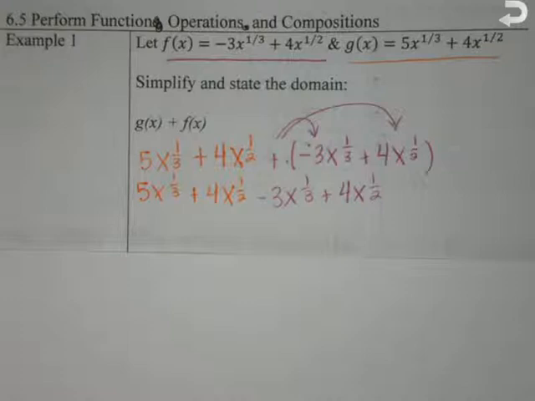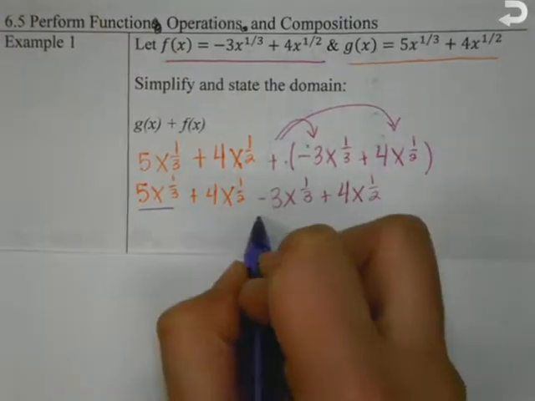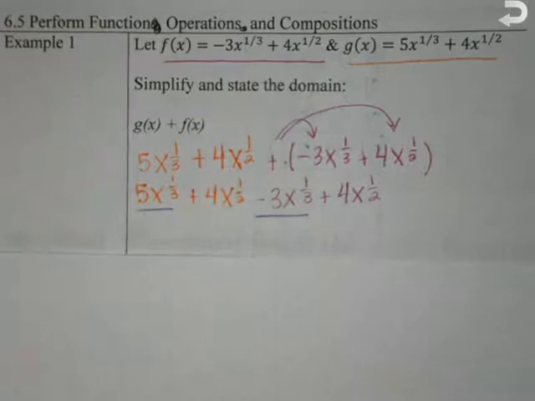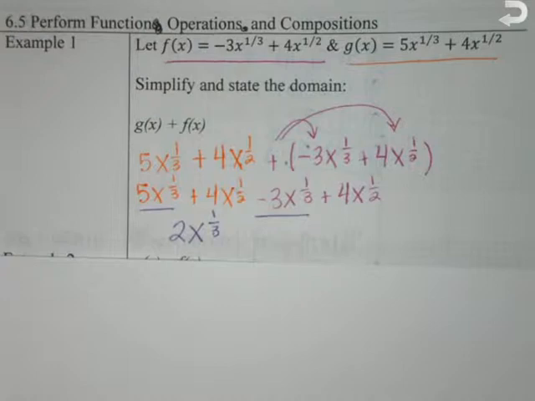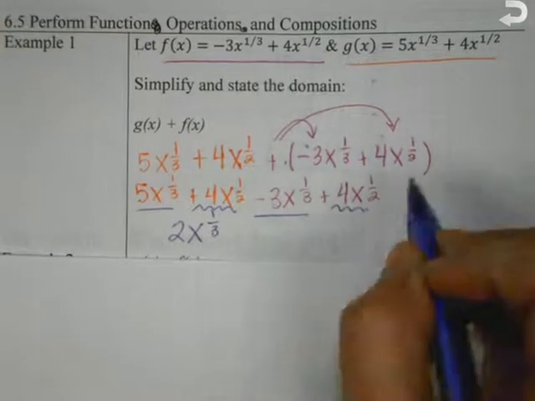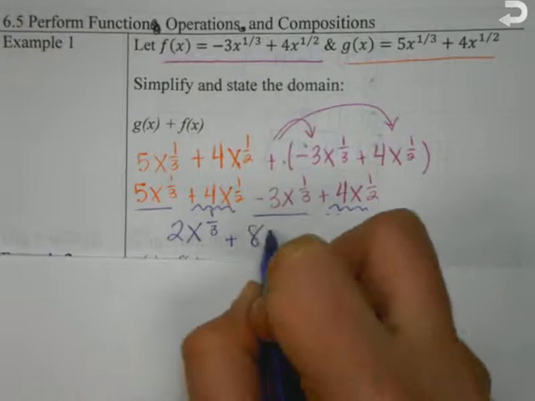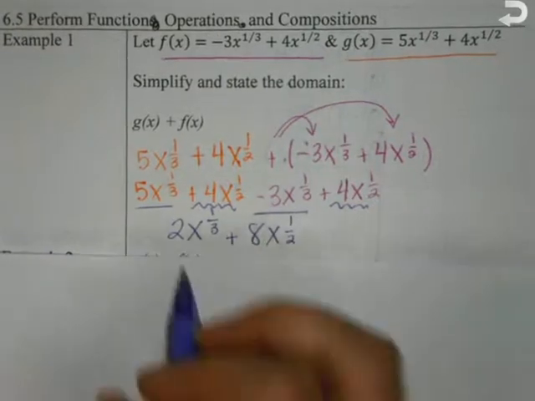Does anybody see what we could do next? We can combine like terms. So if I have 5x to the 1/3, I can combine that with negative 3x to the 1/3, and that's going to give me 2x to the 1/3. 4x to the 1/2 plus 4x to the 1/2 gives me plus 8x to the 1/2. And that's your answer.